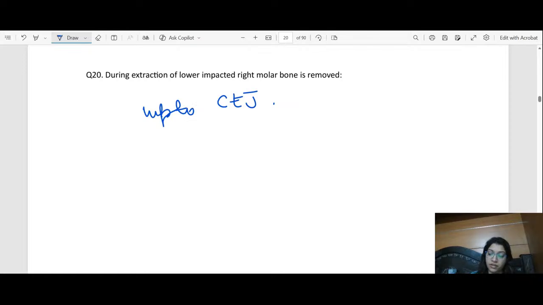And the chisel and mallet technique was used earlier because it caused less bone necrosis, but the chances of fracture of the bone were more and it was less acceptable to the patient.